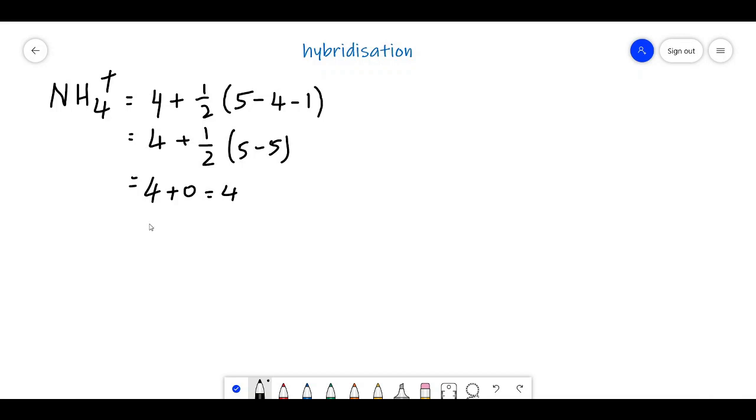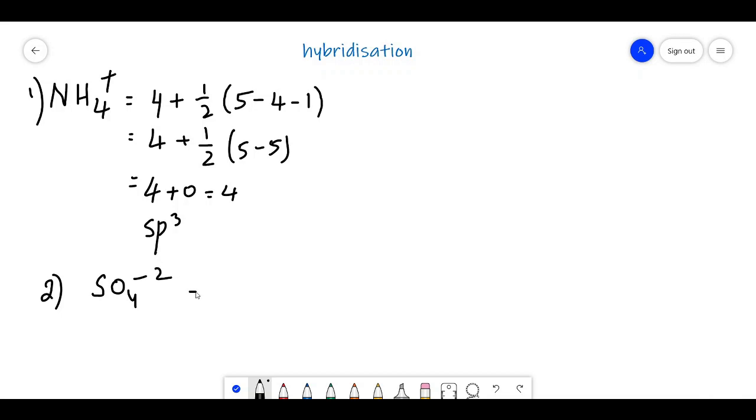So here the hybridization is sp3. In the previous class you saw that when you get 4, the hybridization is sp3, and this 0 is nothing but the number of lone pairs. Let us take one more example. It is SO4 2-.